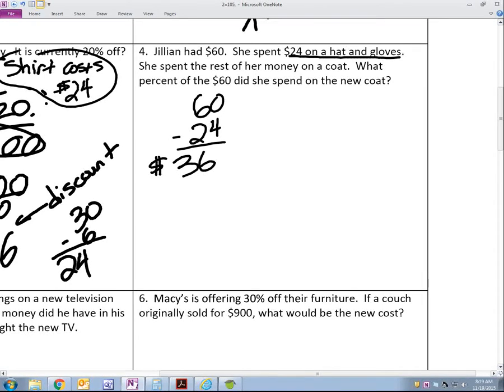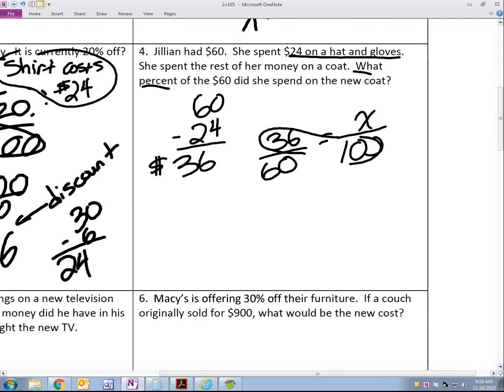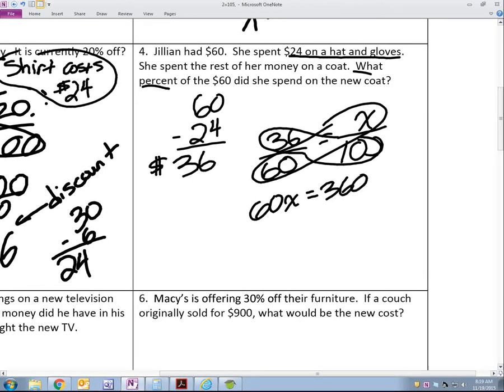percent. So what percent? So my X is going to be where the percent is because it says what percent. My part is 36. My whole is 60. I need to cross multiply. 60x equals 3600.